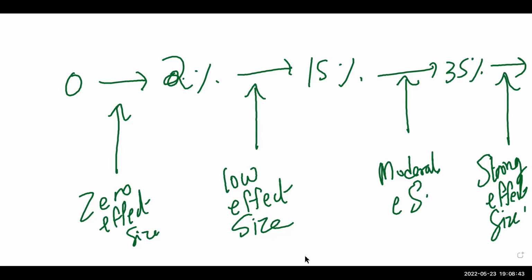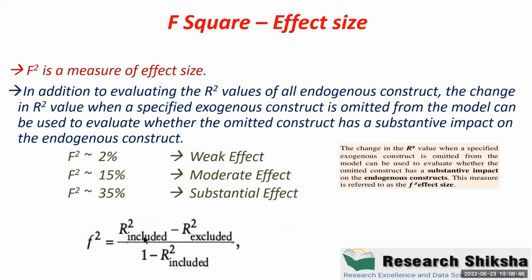Now see carefully. The formula is written here. F square is equal to R square included minus R square excluded, divided by 1 minus R square included. F square has three rules of thumb. If F square is more than 2% but less than 15%, it is weak; more than 15% but less than 35% is moderate; and more than 35% is substantial.